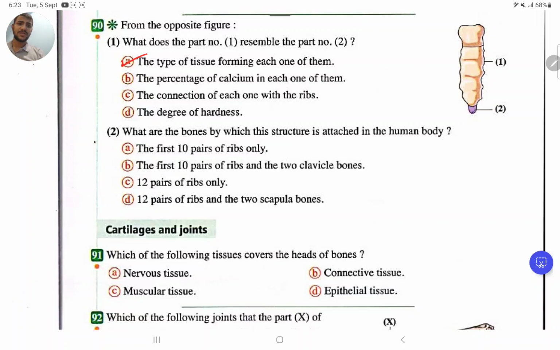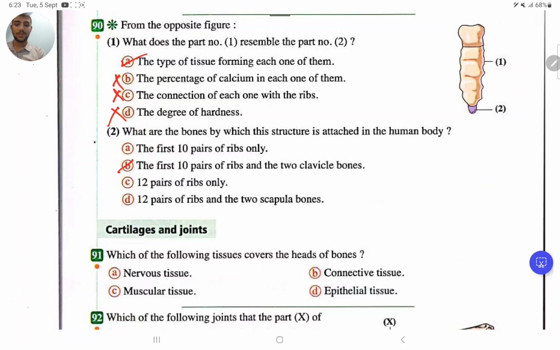The percentage of calcium is different, they don't resemble each other. The connection of each one with the ribs: 2 isn't connected to the ribs. The degree of hardness: 1 is harder than 2. So the answer will be A.